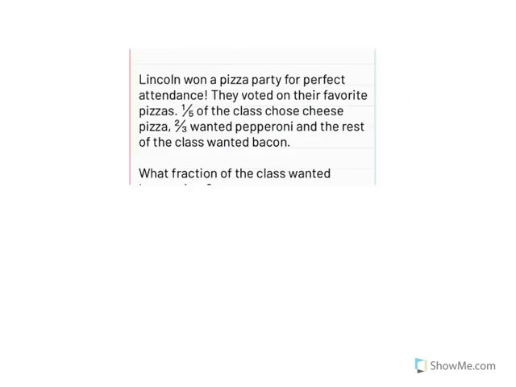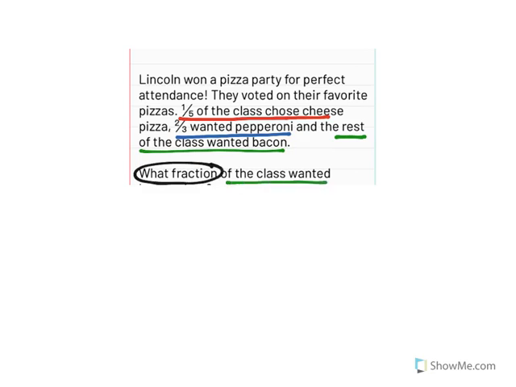Let's try another one. Lincoln won a pizza party for perfect attendance. Surprise, surprise. They voted on their favorite pizzas. 1/5 of the class chose cheese pizza. 2/3 wanted pepperoni, and the rest of the class wanted bacon. We want to know what fraction of the class wanted bacon. Okay, so that got cut off, but what fraction of the class wanted bacon. Okay.